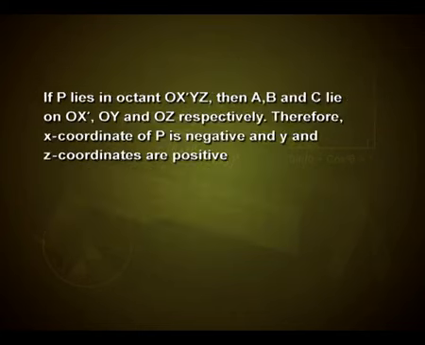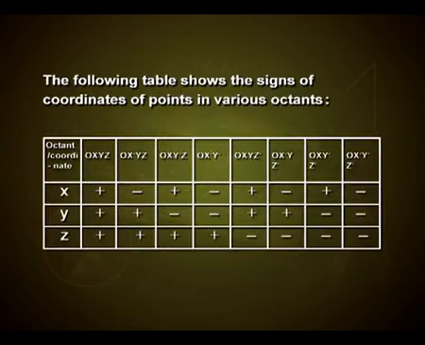If P lies in octant OX'YZ, then A, B and C lie on OX', OY and OZ respectively. Therefore, the x coordinate of P is negative and the y and z coordinates are positive. The following table here shows the signs of coordinates of points in various octants.